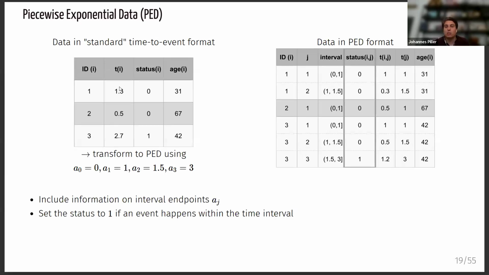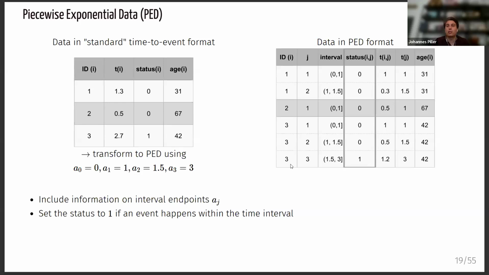And then, as I said, you have to also transfer the status. Here for 1, nothing basically happens. You can just copy it. For subject 3, you basically just copy and paste the status for each time interval. Here we know the event happens at time point 2.7. So it happens in the interval from 1.5 to 3. And this is exactly what you see.